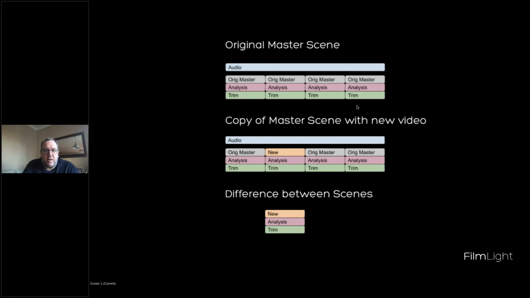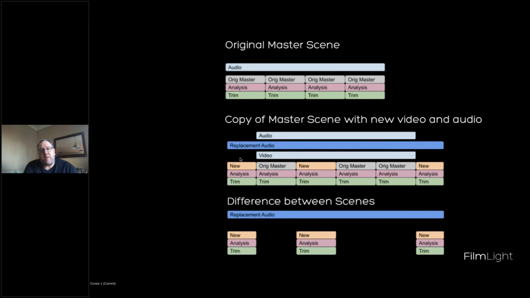So some pictures, and then we'll get back to Baselight. This is just to show you we have the original master scene over here with the analysis and trim. We then have a copy with our new shot, and we have the difference between the two scenes. So in the new supplemental IMF package, that is all that will be required to be rendered. This is slightly more complex. Over here, we've got some new material at the front and at the back, as well as in the middle. So we've got new audio, so we've got replacement audio and new video with new analysis and trim, and that will be what is required to make the new package.